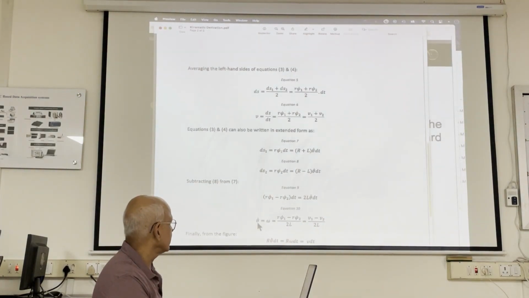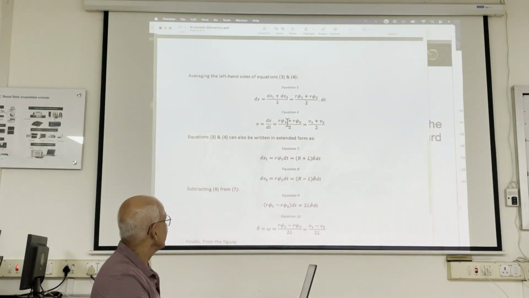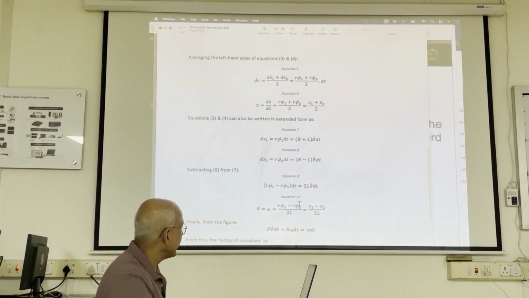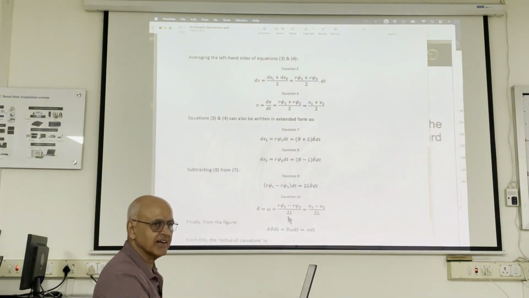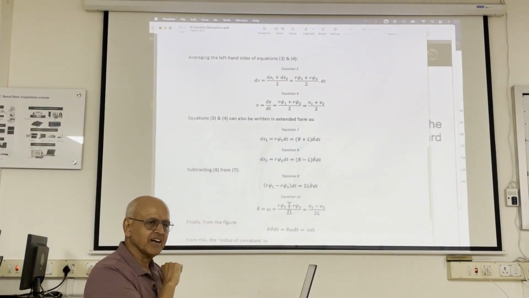I solve for theta dot. Theta dot is equal to all of this divided by 2l dt. Dt cancels. And there's your second equation, omega. Remember V and omega control the robot? Well, V happens to be r phi 1 dot plus r phi 2 dot, divided by 2. And omega happens to be r phi 1 dot minus r phi 2 dot, divided by 2l. So you have your two equations for V and omega.